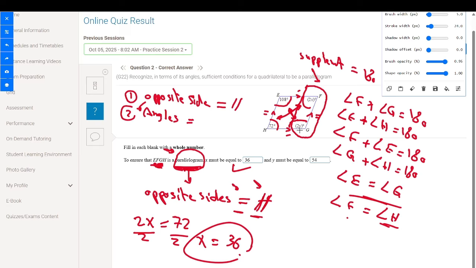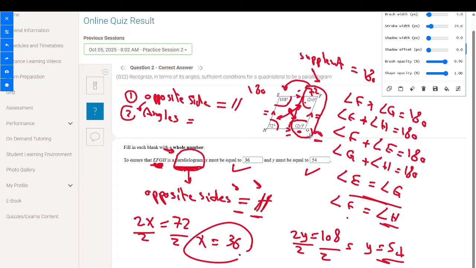Now here we have 2y and 180, also 2y will be equal to 108. Divide by 2, so y will be equal to 54. Okay, now here angle F, x is 36, so this angle will be 72, right? 72 plus 108 will be 180. And 2y, here y is 54, so it will be 108. So 72 plus 108 is 180 also. Okay?